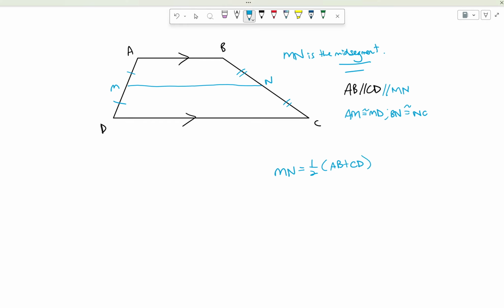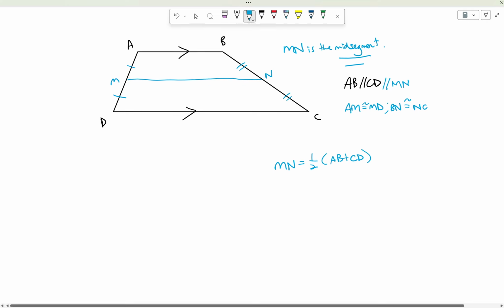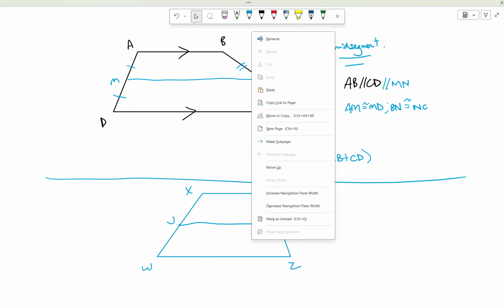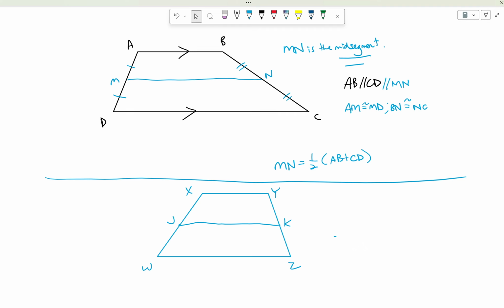Now, there is actually kind of a shortcut way to do this. I'll show you guys using the formula, but I want you to really take a look at what I'm going to do here, and I'm okay with you shortening things up to this. So here's my trapezoid, trapezoid WXYZ, and here is my line, this guy's JK. Here are my parallel bases. This is 9. This is 15.